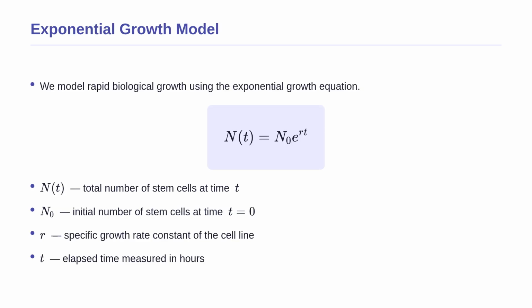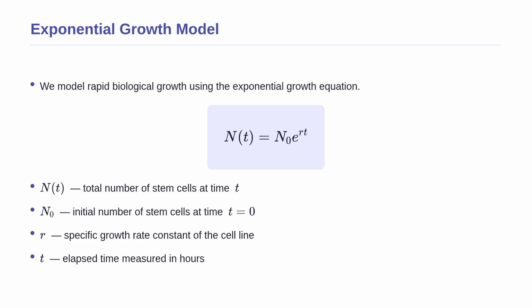This biological reality brings us to the mathematical model that makes stem cell research possible. The formula is N of t equals N0 times e to the power of r times t. Let us break down every piece.